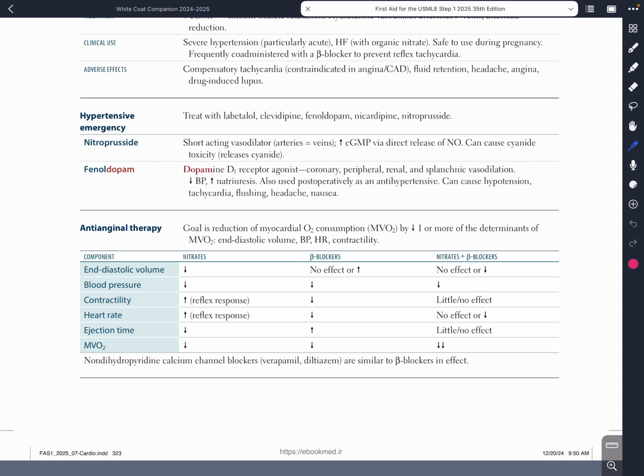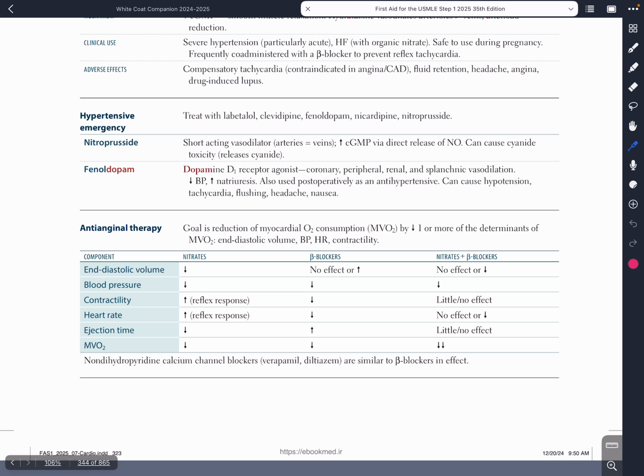Also, fenoldopam is used post-operatively as an antihypertensive, as it can be given intravenously. Fenoldopam side effects are hypotension, tachycardia, flushing, headache, and nausea.